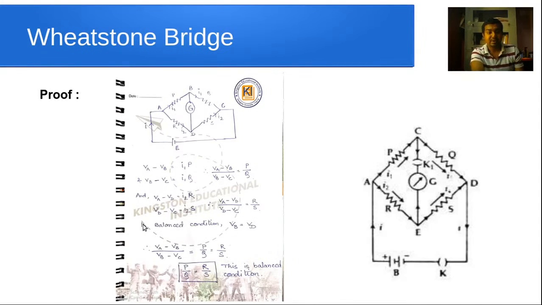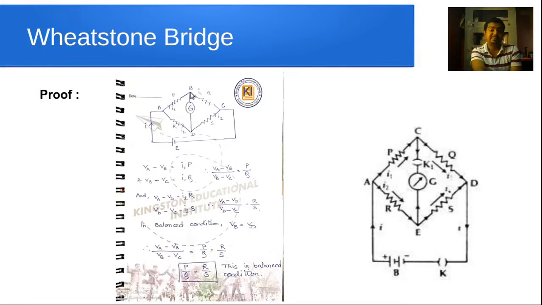So in the balance condition, meaning when there is no current flow across the galvanometer, why does the galvanometer not carry any current? Why in that part is there no current across the galvanometer?